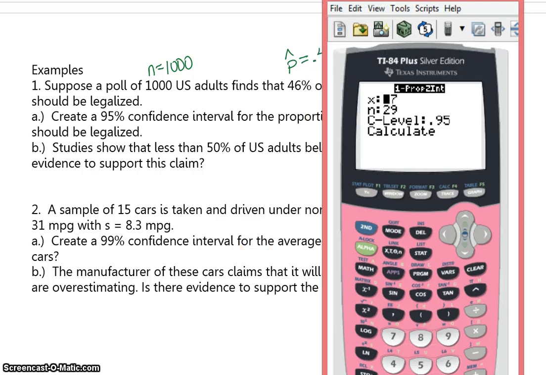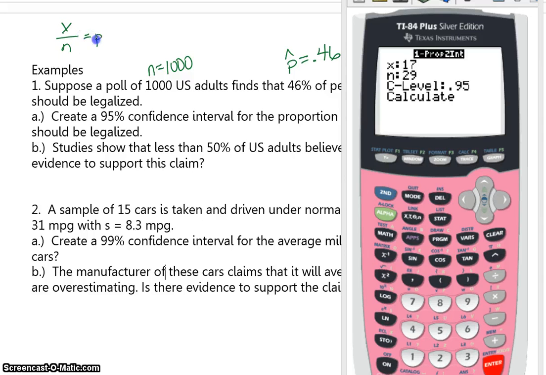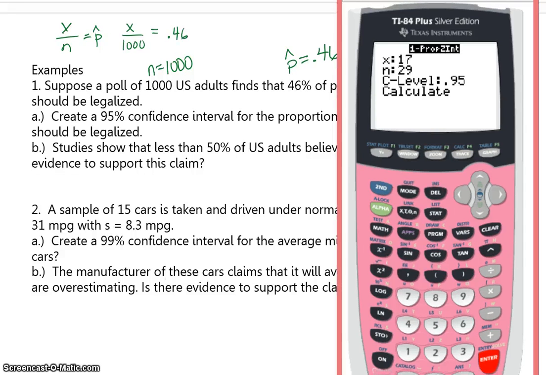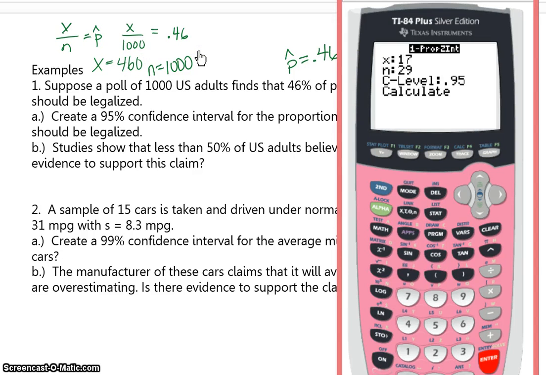And we have to enter in an X value. Again, remember that an X value is what makes your p hat. Okay, so we have X over N gives us our p hat. In this case, we weren't given the X. We need to find it. So we have X over 1,000 gives us our 0.46. So 0.46 times 1,000 gives us that X is equal to 460. So in our calculator here, we're going to enter in 460, out of our N is 1,000.